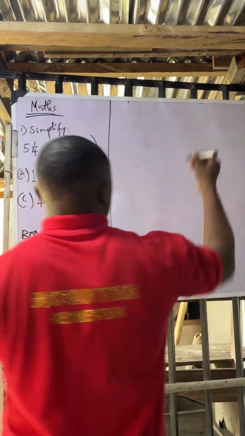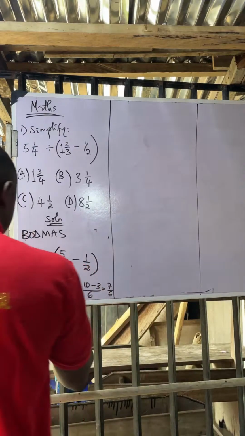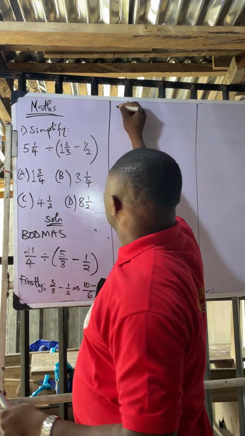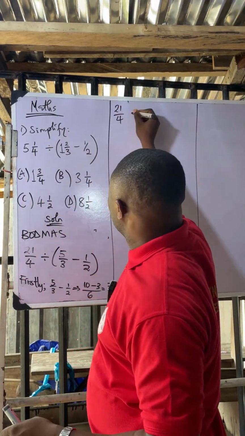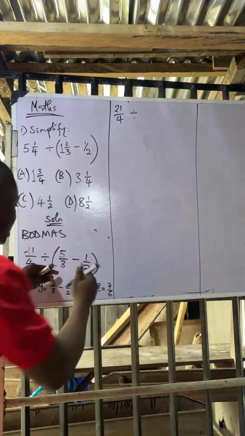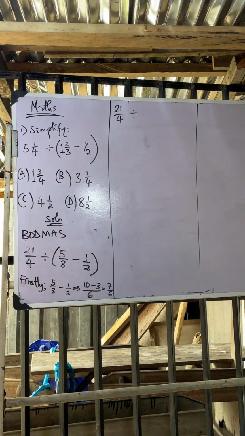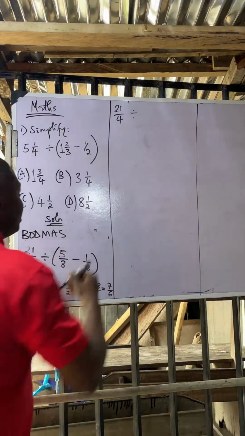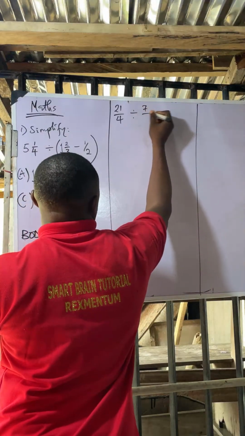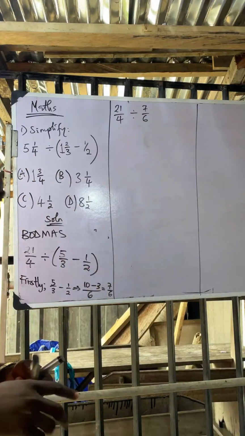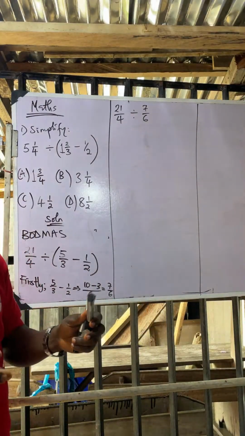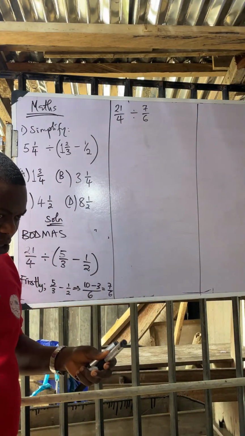What is the next line of action here now? So what do you do next? From here, you now say 21 over 4 divided by, what did the whole bracket resolution give us? 7 over 6. Divide by what? 7 over 6. Do you remember there is a relationship between division and multiplication?